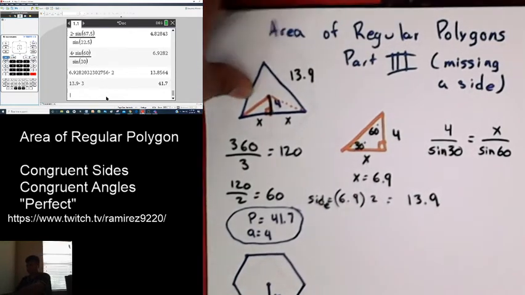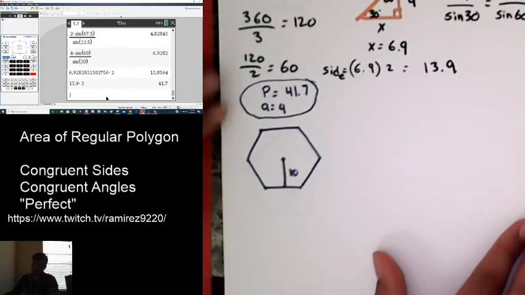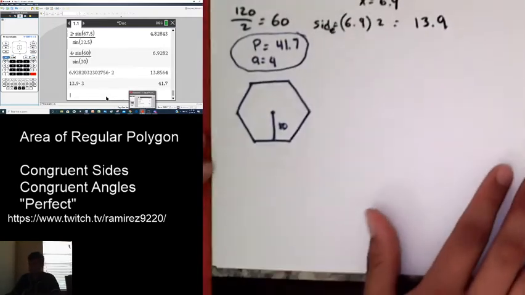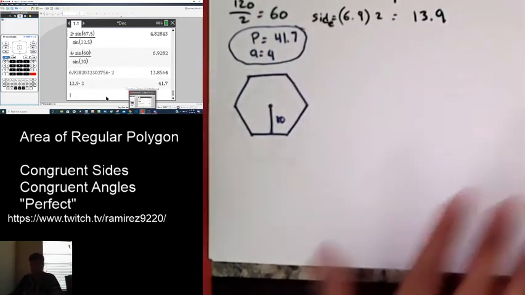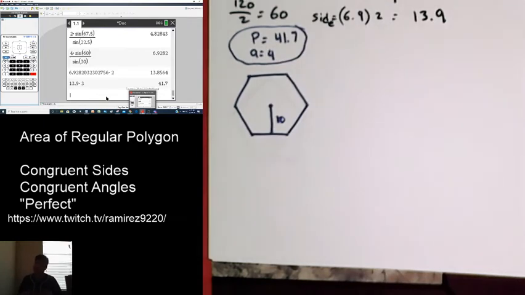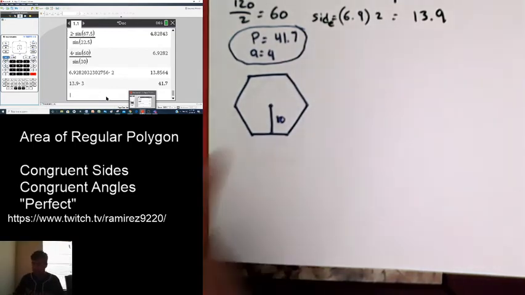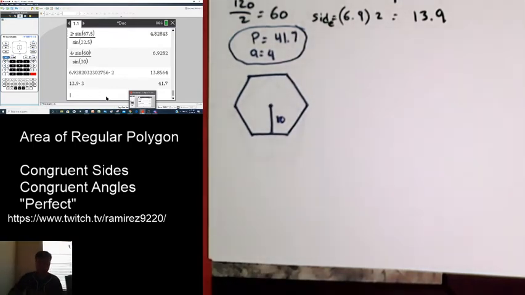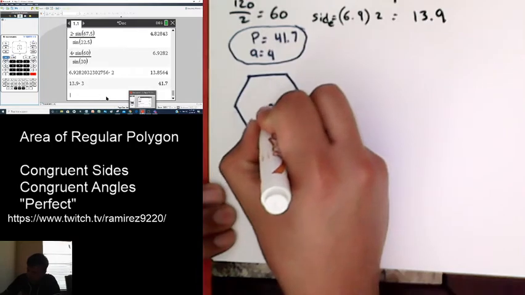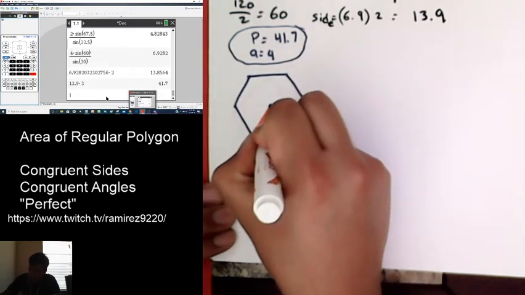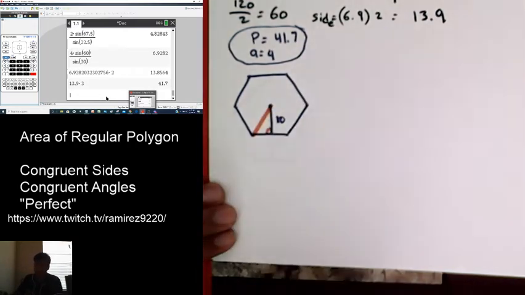All right, next part right here. I'm going to keep this one short and simple, guys, since we already did the heavy lifting on part two. Now we move on to the hexagon. And once again, we really only care about this right triangle right here.